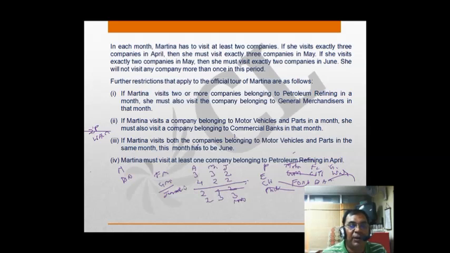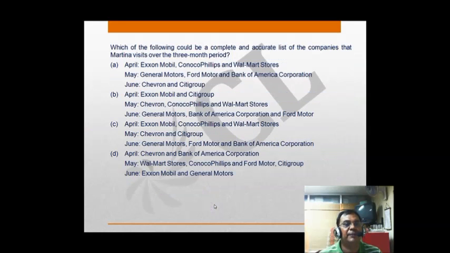Okay, 1 in April, so the petroleum has to be there. Now it's a simple case, depending on how much you remember. You have probably already taken 5-7 minutes to assess the situation, but I take time with reasoning because there's no point rushing it and making errors. She must visit in the 3-month period. So if I remember, Exxon Mobil, ConocoPhillips and Walmart stores, this part is correct. May, General Motors, Ford Motor, cannot come because they have to come in June. So this one is wrong.